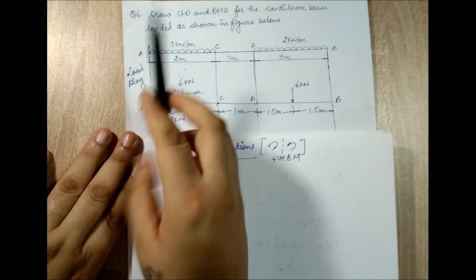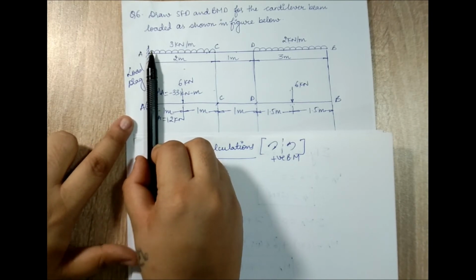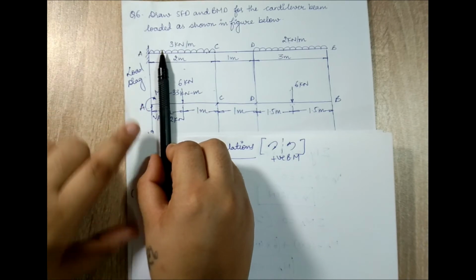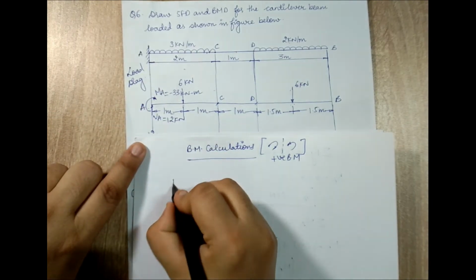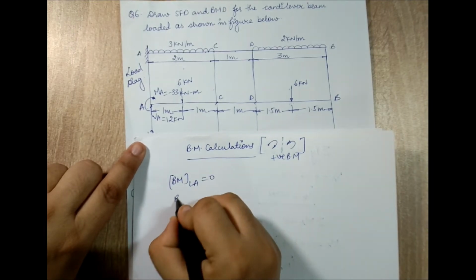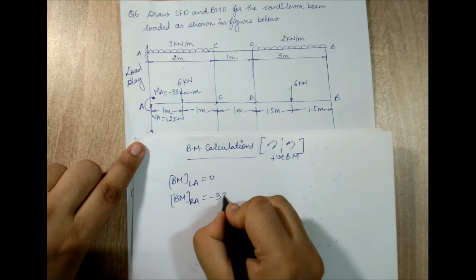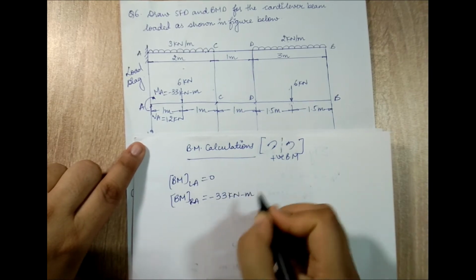So at A, when I stand at A and I look to the left, no bending moment. So bending moment at left of A is 0. For right of A, MA becomes very much visible. So I'll write down bending moment to the left of A is 0. Bending moment to the right of A is minus 33 kilonewton meter.